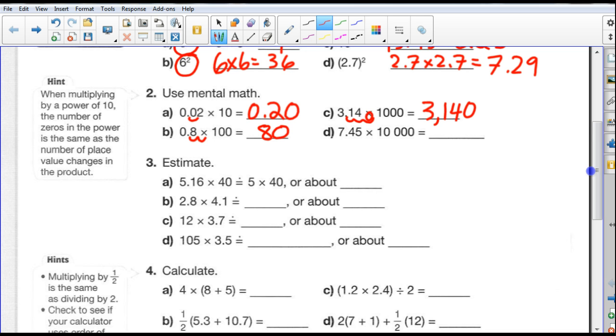And 7.45 times 10,000, we're going to move it 4 places because we have 4 zeros. So there's 1, there's 2, 3, 4, with 2 little loops without a 0. So it's going to be 74,500. Okay, not too difficult.